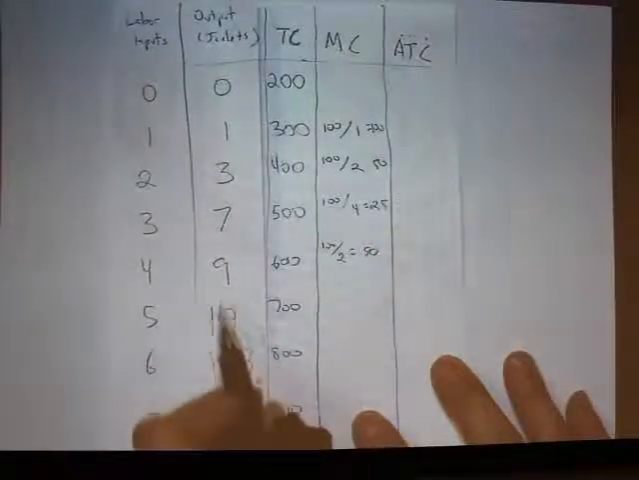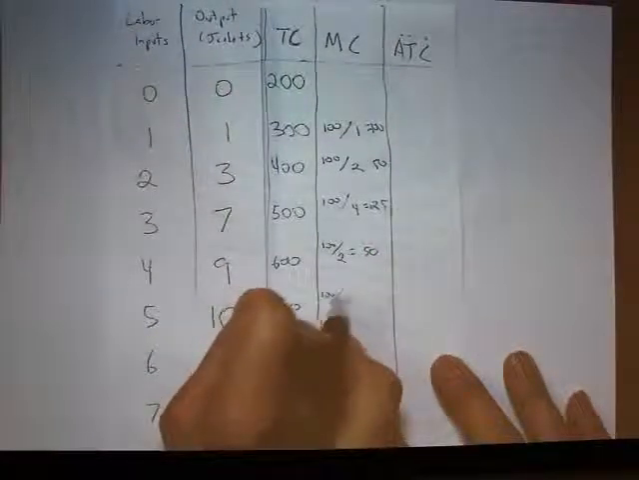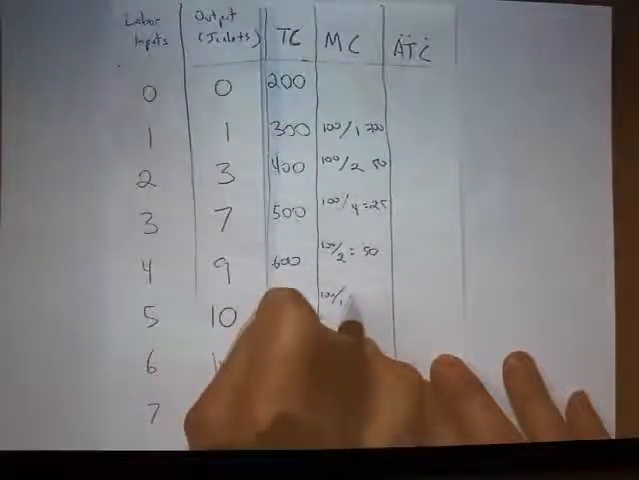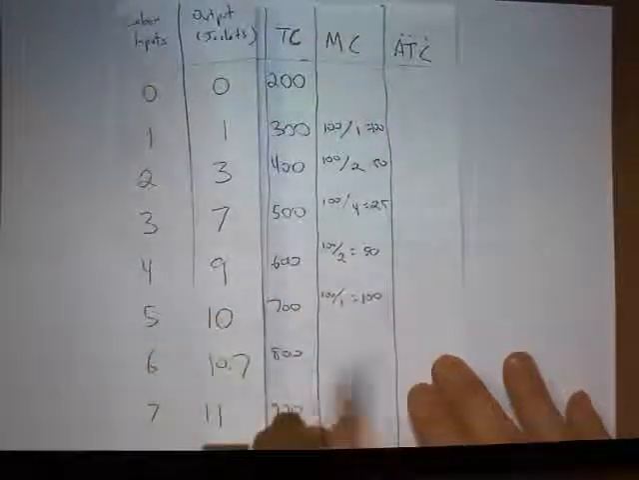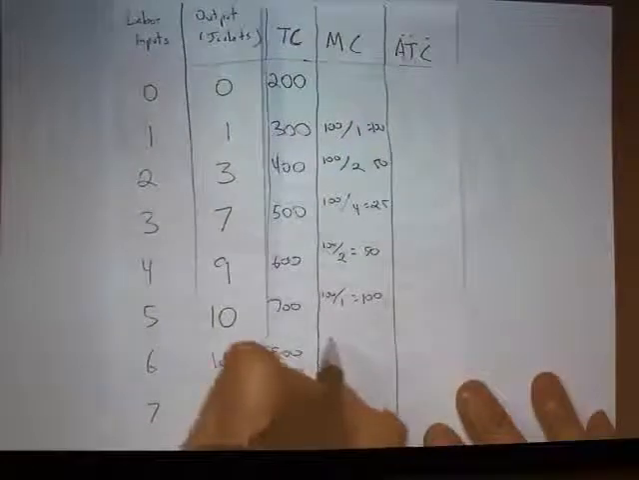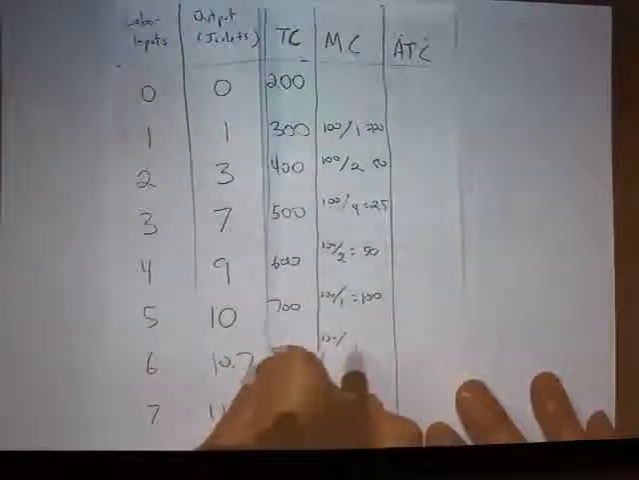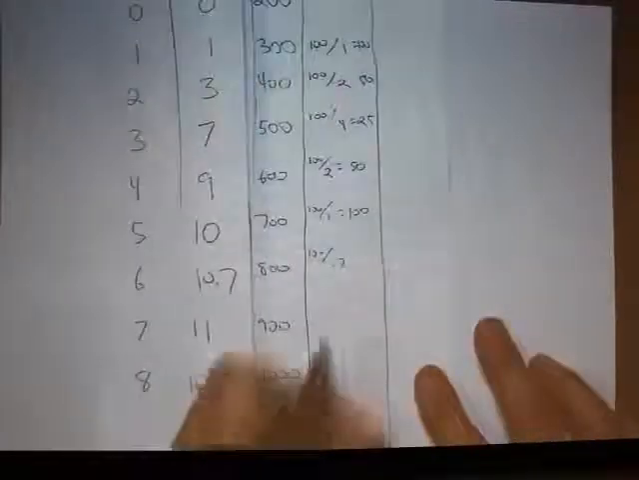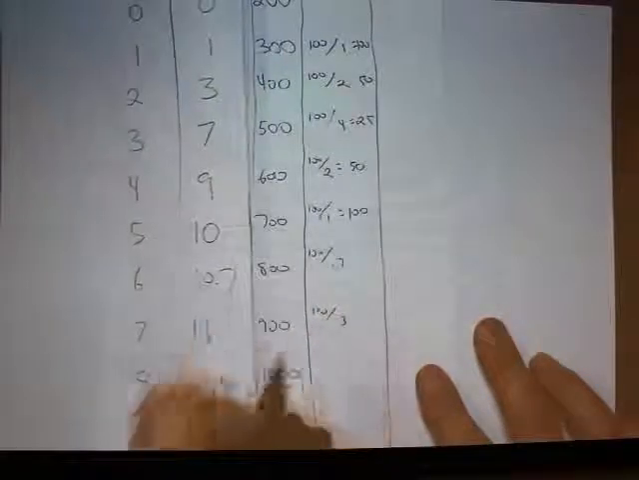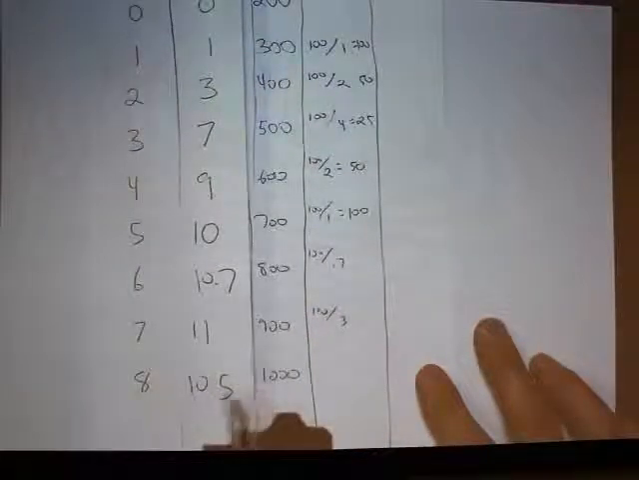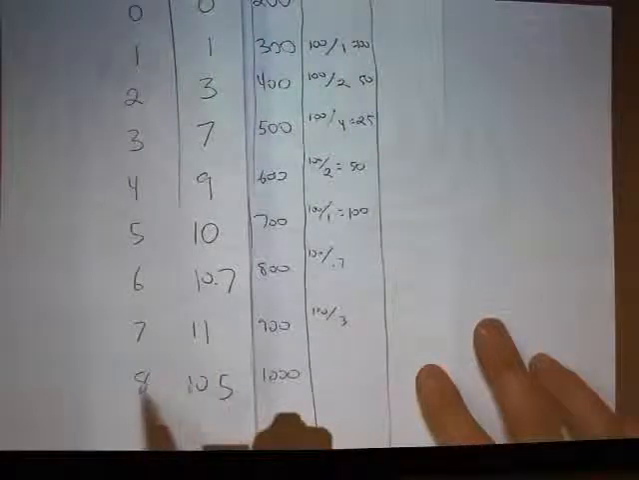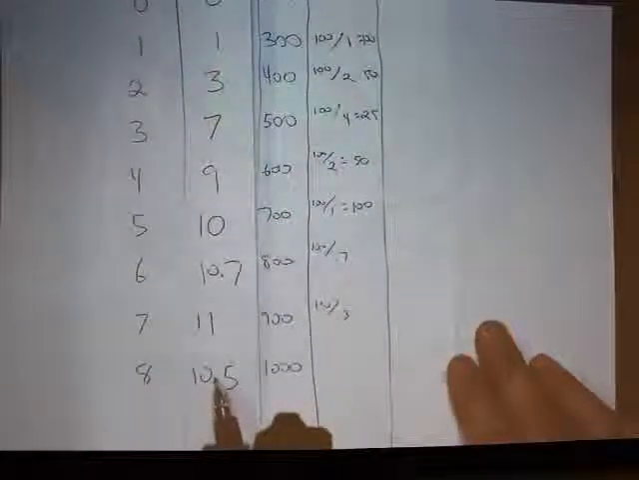When we go from 9 to 10, total costs increase by 100, output increases by 1, marginal costs are 100. Here we have 100 over 0.7. Here we have 100 over 0.3. And then here, we don't even need to really consider it, this 10.5, because think about it.